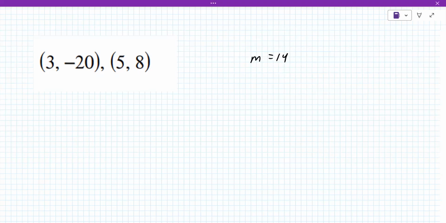Okay. Let me look for a couple more here for us to do. Okay. All right. Yeah, this one looks good. Let's look at something like this.